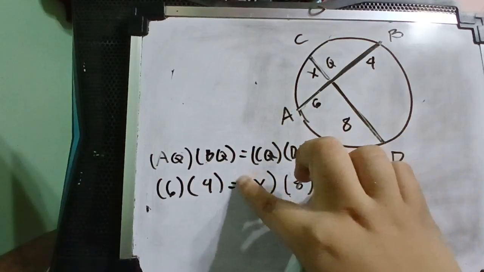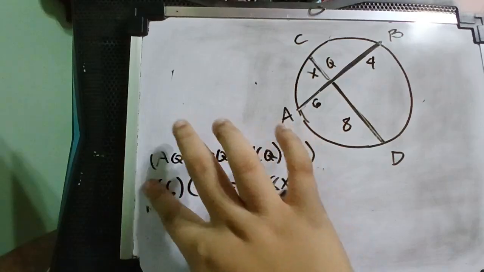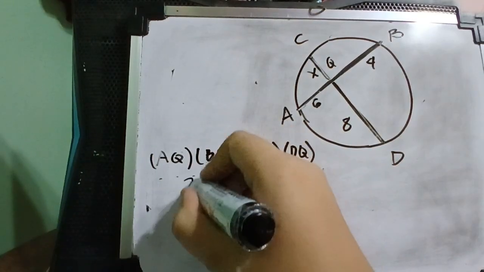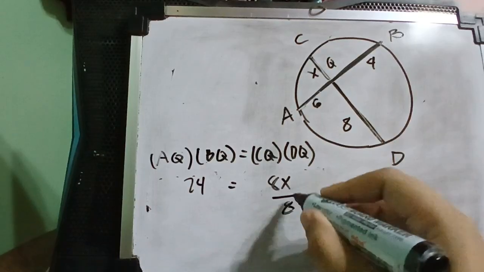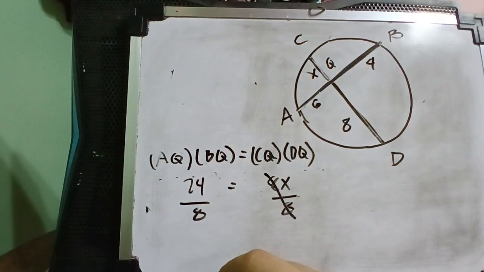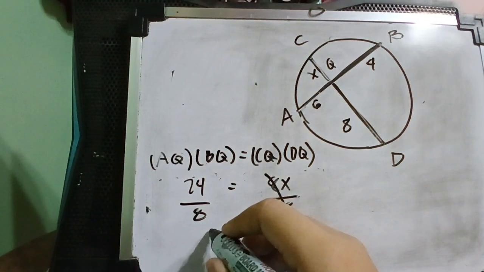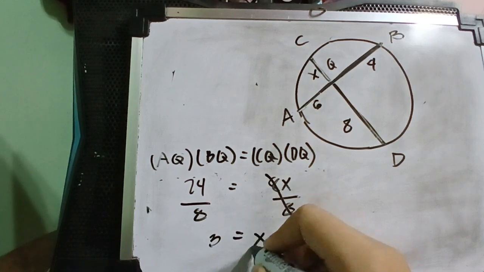So pwede naman natin gawing 8x to. Ito naman 24, diba? So, 24. In order to remove the constant here, we're going to divide both sides by 8. Okay, so 24 over 8. 24 over 8 we have is 3. So, 3 is equal to x.